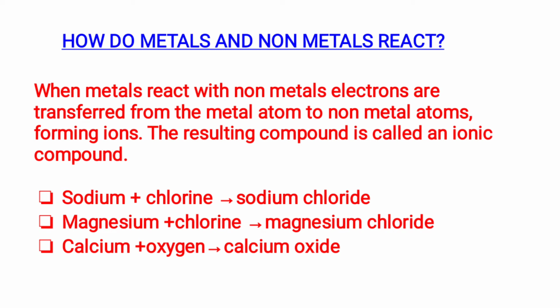Here are some examples of ionic compounds. Sodium reacts with chlorine forming sodium chloride. Magnesium reacts with chlorine forming magnesium chloride, and calcium reacts with oxygen forming calcium oxide. In these examples, sodium, magnesium and calcium are the metals and chlorine and oxygen are the non-metals.